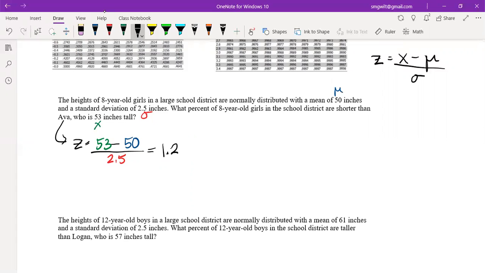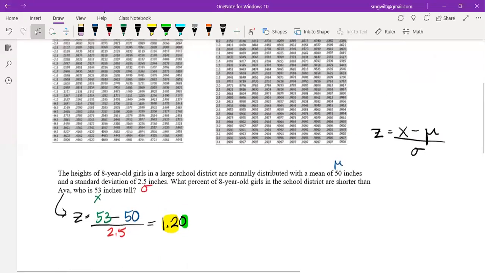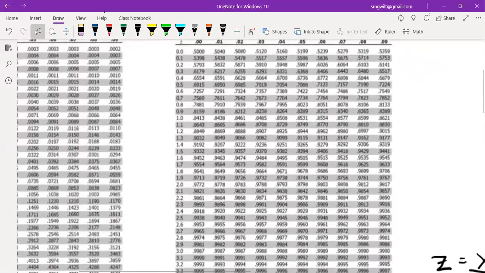Remember that when we're looking for percentages, we always want two values after the decimal. That's how our table works. So we're looking for 1.2 and then the 0 across the top. I'm looking for a positive z-score, so I'm going to look at this table here. I'm going to zoom in so I can see the 1.2. Switch back. The 1.2 row is here, and the column that represents 0 is here. I'm looking at where those two pieces meet, and that's going to give me my percentage.